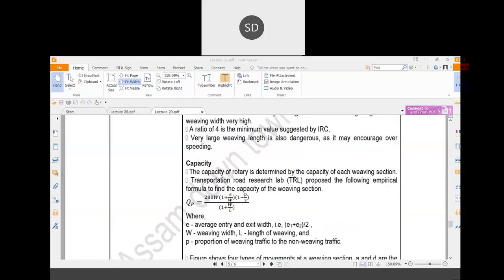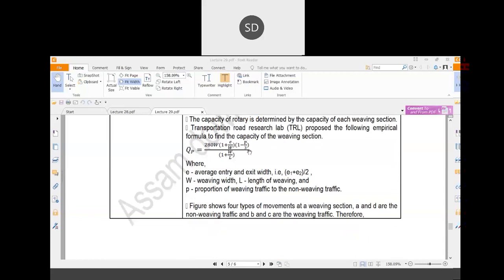Now, how to estimate the capacity of the rotary intersection? The capacity of the rotary intersection is estimated using this empirical formula, that is 280 W, where W is the weaving width and L is the weaving length. Here E is the average entry and exit width, so basically E is (E1 + E2) / 2. And here P is the proportion of the weaving traffic to the non-weaving traffic. So you have to draw the rotary intersection and the traffic streams, and find out by traffic volume survey how much proportion of weaving traffic to non-weaving traffic is there.